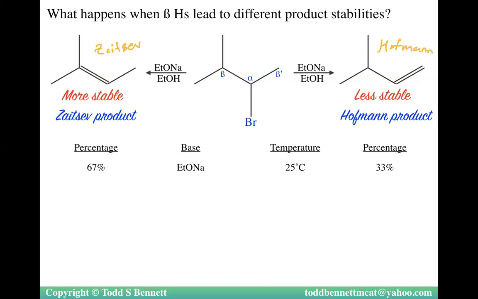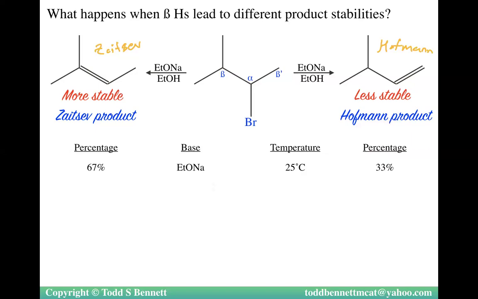Okay, so the way we're going to control selectivity, the choosing of this beta over this beta, is by either A, changing the size of the base, or B, changing the temperature. So if I use a base that gets smaller and smaller, then I expect this percentage to get even higher, this one to go down. If we use a base that is bigger, then this one becomes a little more restricted for the base to get in there. So I start seeing more and more of this product.